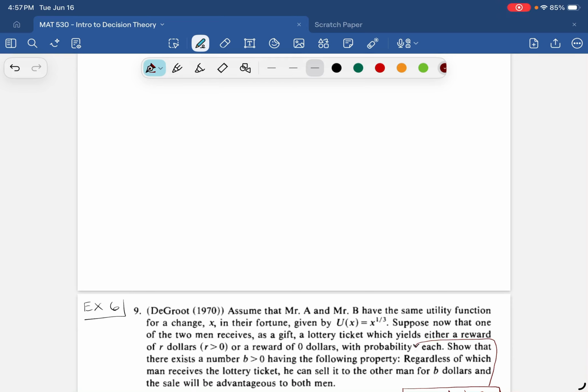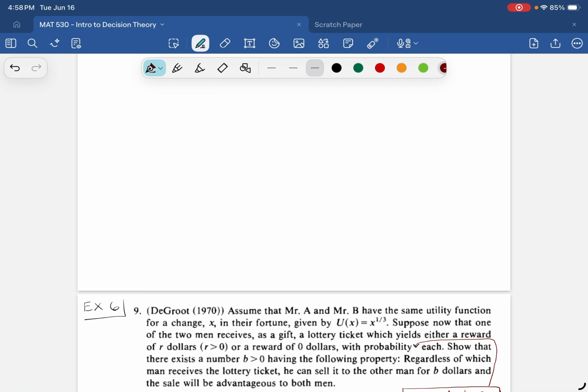Here we're going to work an example where we use utility to make decisions. So let's assume that Mr. A and Mr. B have the same utility function, x to the 1/3. And we're told that one of these two men, which we will assume is Mr. A, receives a gift, a lottery ticket, which yields either a reward R for some positive number R, or a reward 0, both in dollars. And we're going to do this with probability P and 1 minus P each.